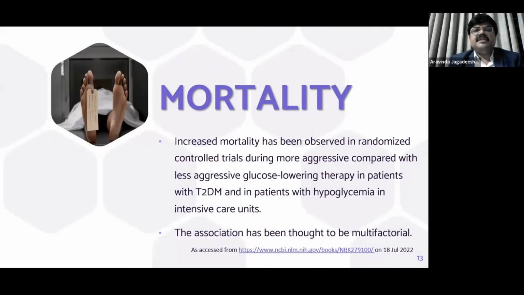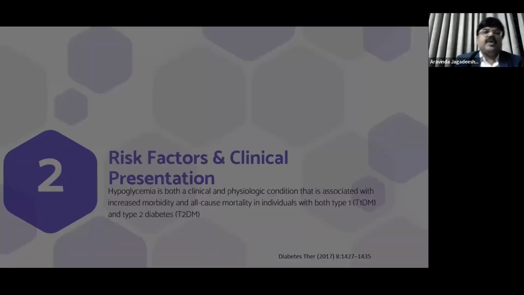So the most important thing is the mortality. An increased mortality has been observed in randomized control trials during more aggressive compared with less aggressive glucose lowering therapy in patients with type 2 diabetes and in patients with hypoglycemia in intensive care units. The association has been thought to be multifactorial.